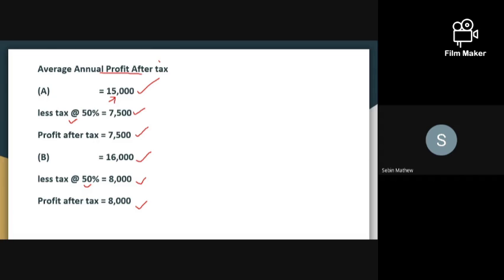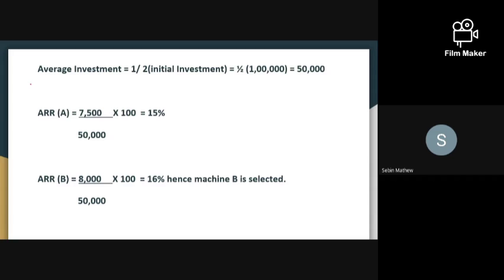So which means what? You got the numerator value. Alright, we got our numerator value. Now we need to calculate what the denominator is for us. What is our denominator? That is our average investment.